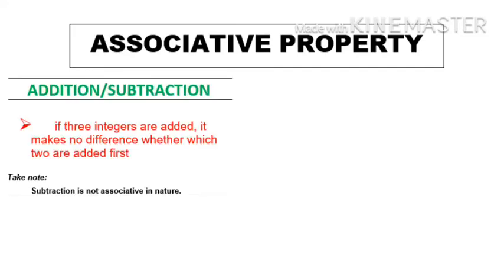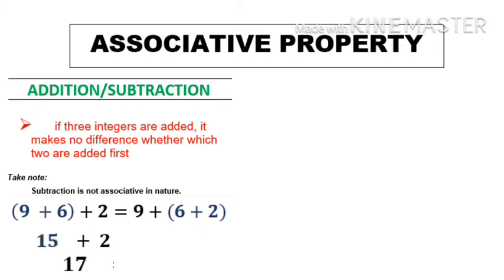Next is the associative property. Associative property of addition states that if three integers are added, it makes no difference which two are added first. Take note, subtraction is not associative in nature. For example, the quantity of 9 plus 6 plus 2 is just equal to 9 plus the quantity of 6 plus 2. Now, let's check if they have the same answer.